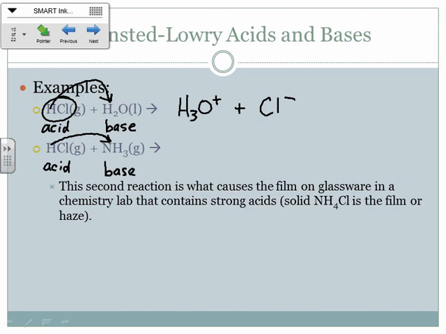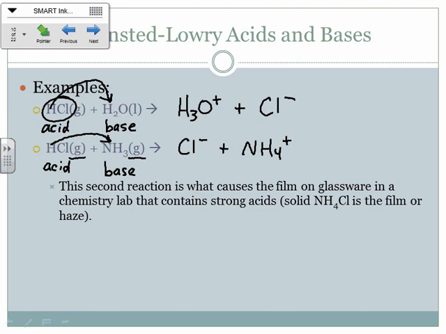Ammonia is a base. Now again, notice, these are not taking place in solution. So these technically would not be Arrhenius acids or bases because this is not increasing the H plus ion concentration in a solution, but it is donating a proton to something else. And so what we'd end up with here is Cl minus plus NH4 plus. That's the idea. The second reaction here is what causes the film on glassware in a chemistry lab. It contains strong acids.